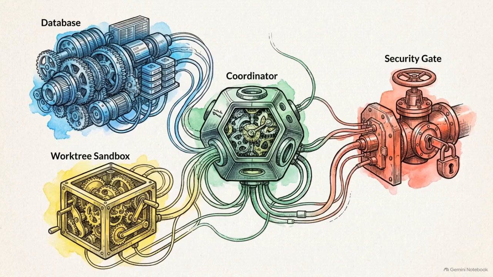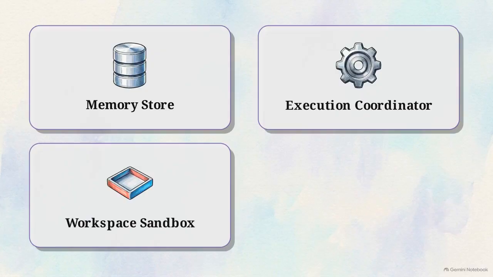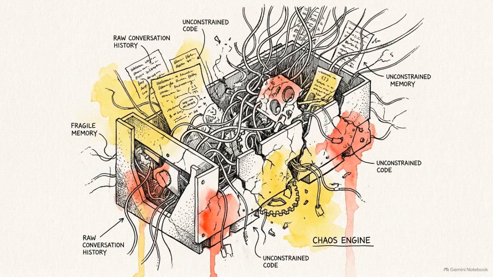To understand how DeepCode isolates and manages agent execution, we have to deconstruct 4 distinct subsystems: its memory store, its execution coordinator, its workspace sandbox, and its security gate. By treating the agent loop as a modular, multi-tier runtime, DeepCode prevents the unpredictability of an LLM from destabilizing the underlying host operating system. DeepCode discards the practice of relying purely on local script memory or a model's active context window to store session history.